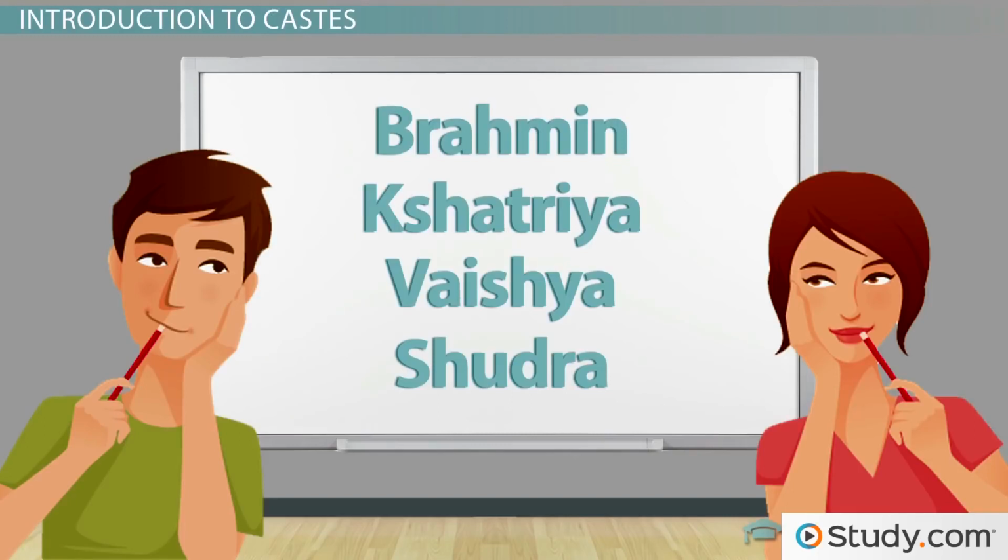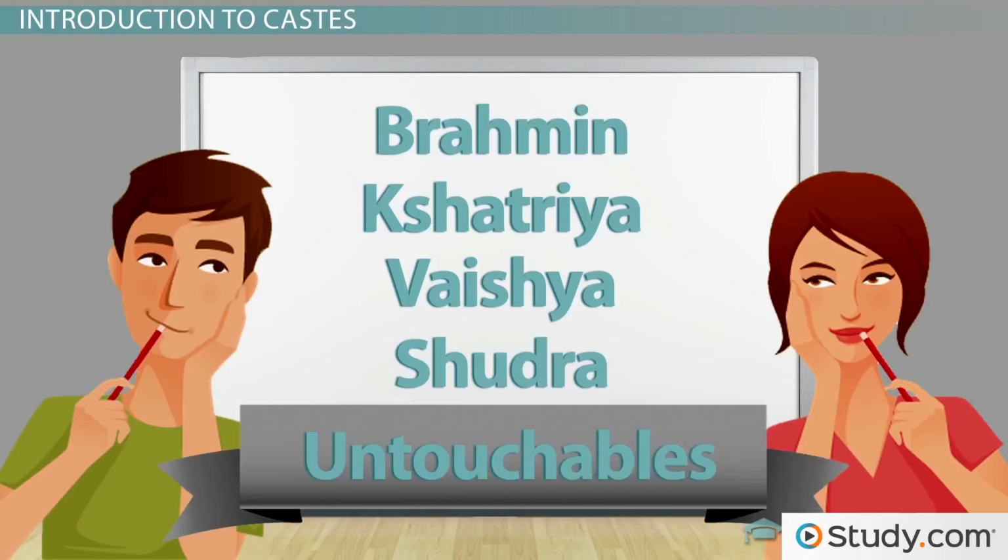Just when we thought all was lost, he wrote the word untouchables under the 4 castes, and then told us to put our pencils down. What came next was the stuff of legend.